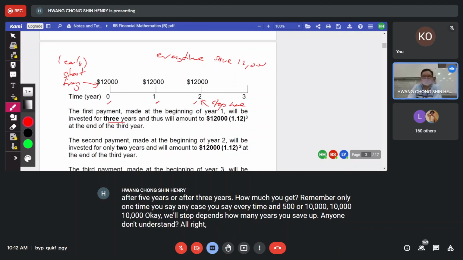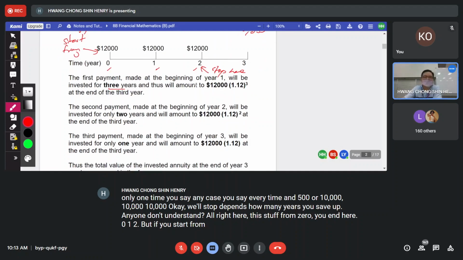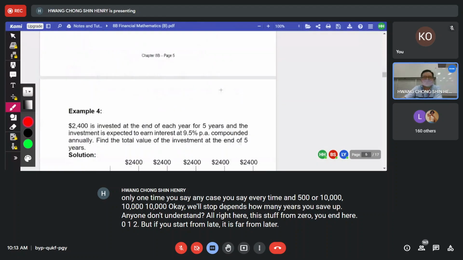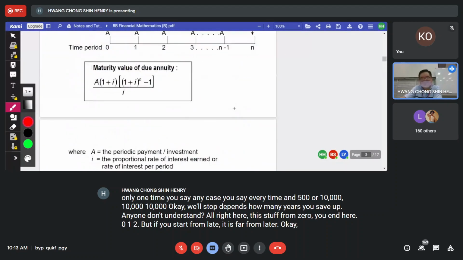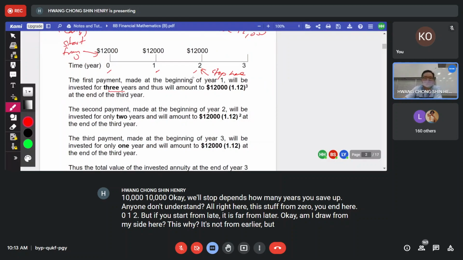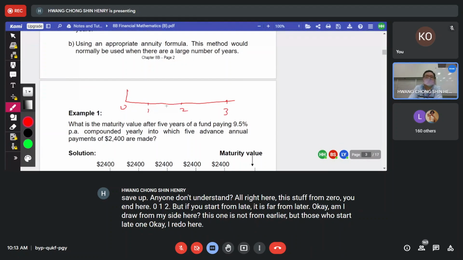All right, you start from 0, you end here, 0, 1, 2. But if you start late, okay, never mind, I draw from my side here. This one starts from earlier, but those who start late, okay, I redraw here. Those who start from here, 12,000, 12,000, 12,000. Okay, you compare these two diagrams.